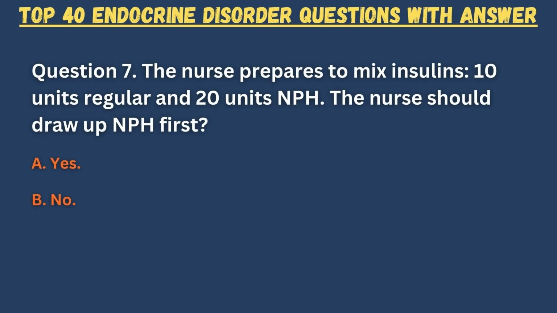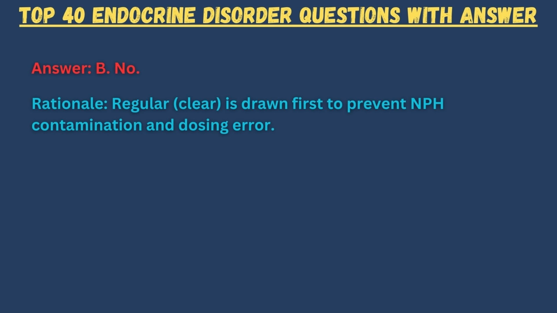Question 7. The nurse prepares to mix insulins, 10 units regular and 20 units NPH. The nurse should draw up NPH first? A. Yes. B. No. Answer. B. No. Rationale. Regular, clear, is drawn first to prevent NPH contamination and dosing error.